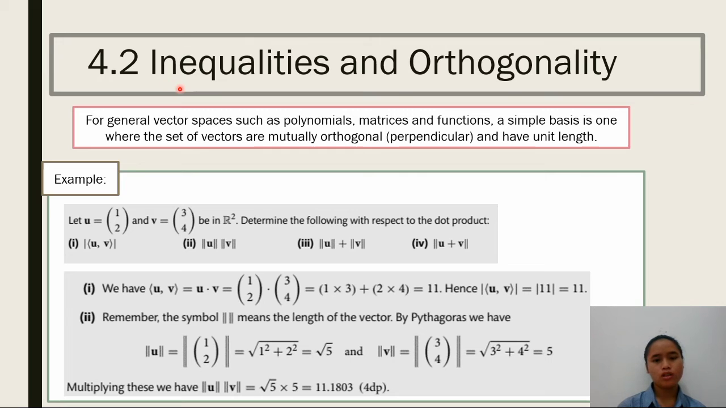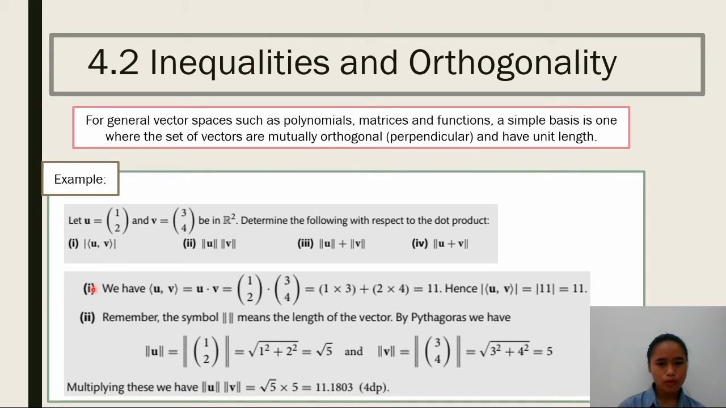4.2 Inequalities and orthogonality. For general vectors such as polynomials, matrices, and functions, a simple basis is one where the set of vectors are mutually orthogonal or perpendicular and have unit length. Example: let u and v be in R2, with root 2.